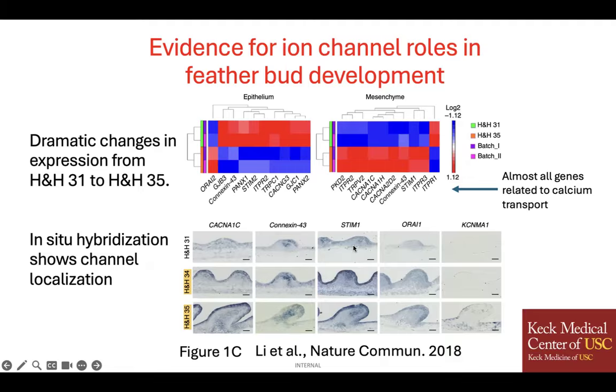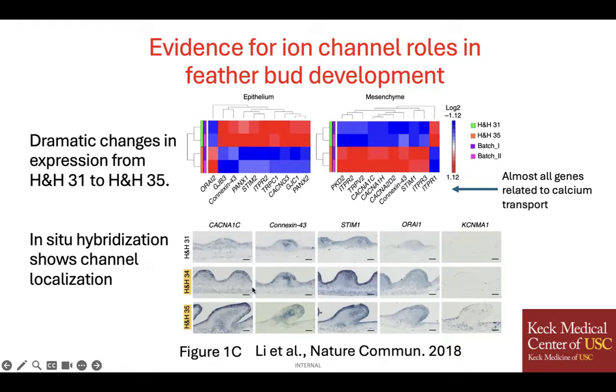Then we have Stim and Orai. Stim and Orai together form what's called I CRAC. So that's a current, a calcium release activated current. That's what the CRAC stands for. These are channels that feed calcium through the plasma membrane to refill calcium stores once the stores have been emptied. And then here we see evidence of a specific potassium channel in the anterior of the feather bud.